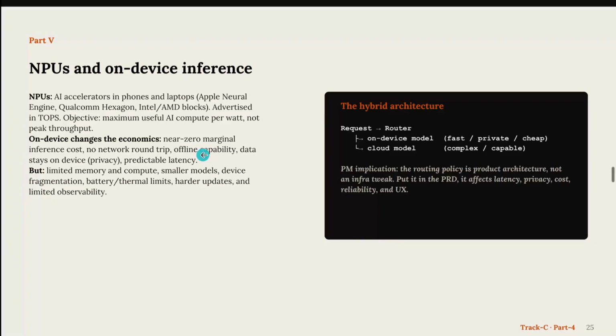The challenge is limited memory capacity. The compute is limited. These are smaller models in the first place. Device fragmentation, too many devices to be tested on. Battery or thermal limits: the battery could heat up if more compute is used. It's harder to update these models once deployed, and there is literally zero to very limited observability on this.